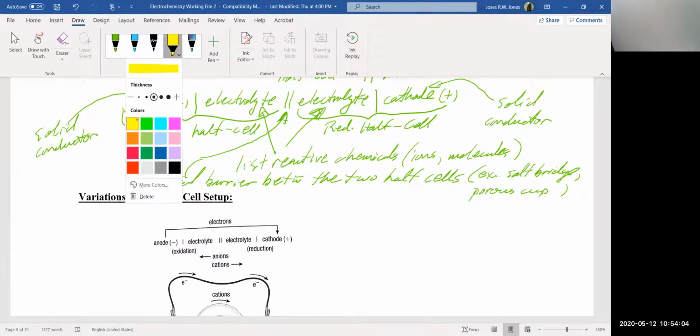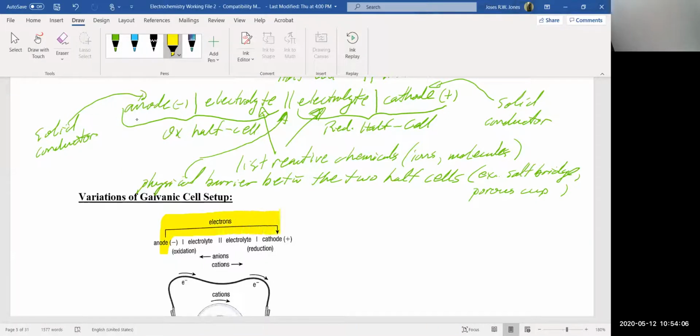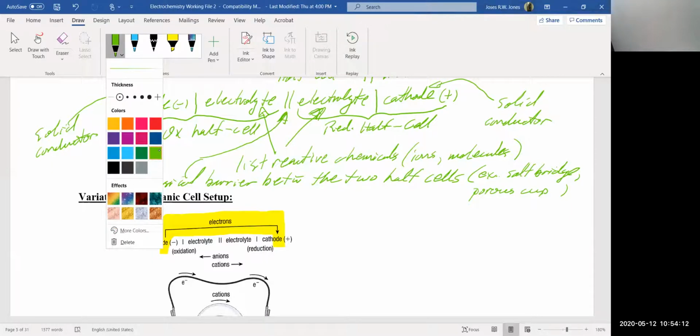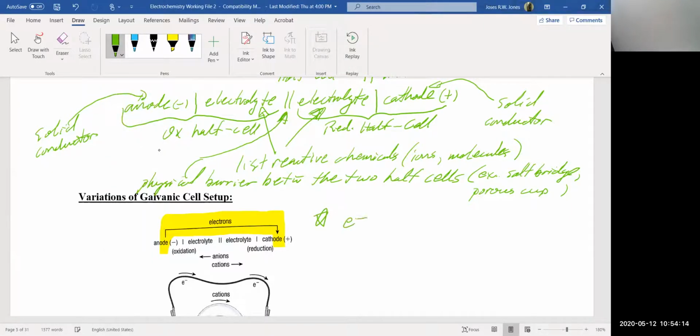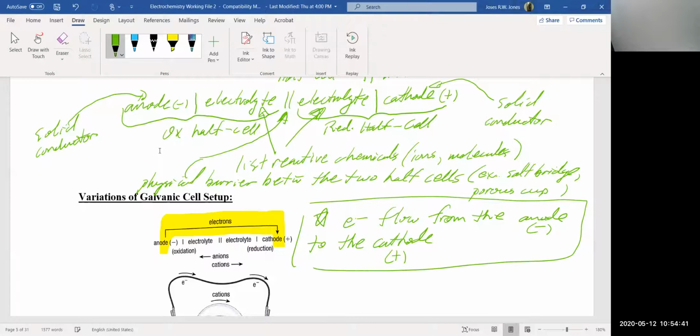Highlight: electrons flow in this direction. Let me write that over here in green. Note, electrons flow from the anode to the cathode. So from the negative electrode to the positive electrode, where they're lost to where they're gained. And know the direction of electron flow.